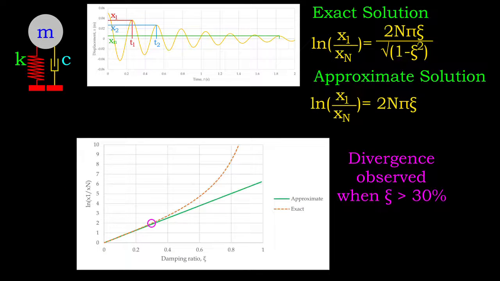Let's plot the result obtained from both exact and approximate solutions for multiple damping ratios to check the condition for the approximate solution to be valid. From the graph, both curves coincide with each other until the damping ratio of 30%. Divergence is observed when the damping ratio is greater than 30%. Therefore, when the damping ratio of the system is less than 30%, we are good to implement the approximate solution.